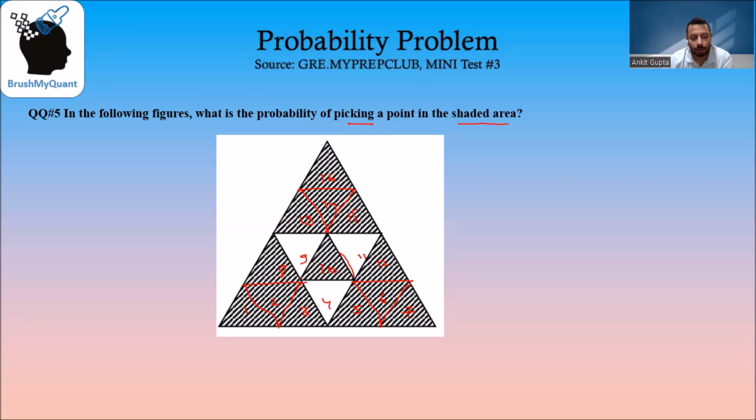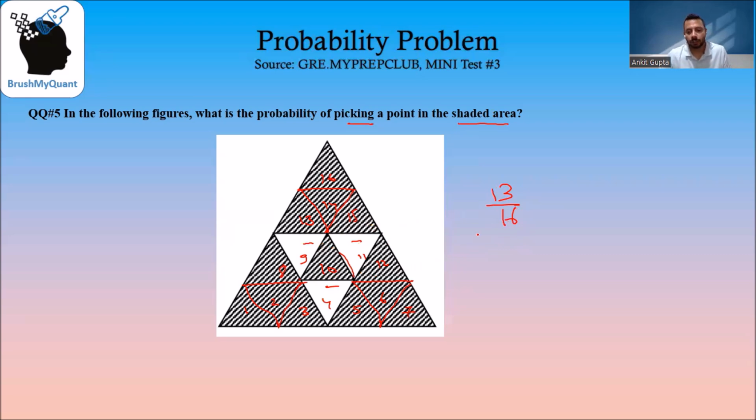And the probability of picking a point in the shaded area will be nothing but the number of triangles which are shaded, which are 13 of them apart from these 3, divided by 16, right? Because there are 16 triangles. So our probability will be 13 by 16. Now this is very easy to do if you are using logic to solve this problem.